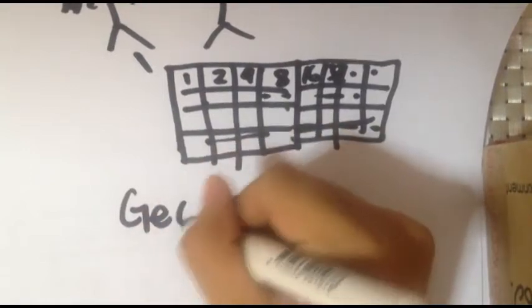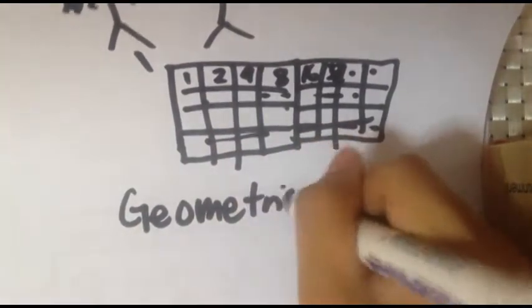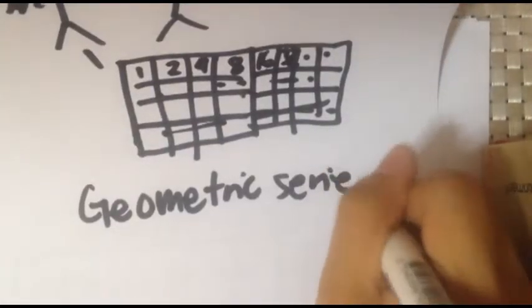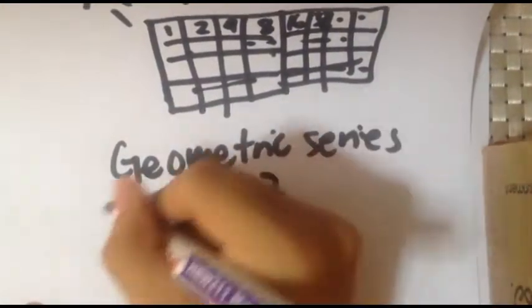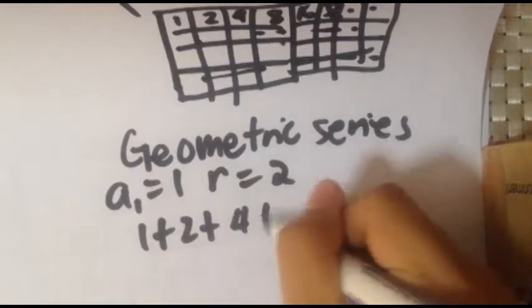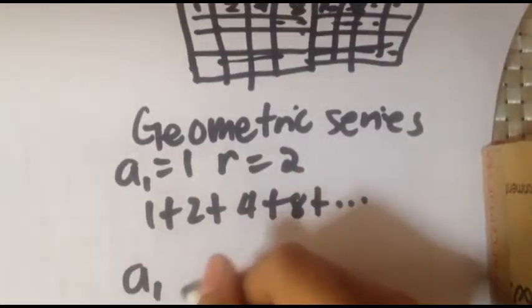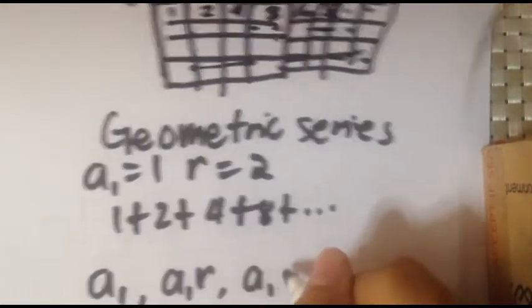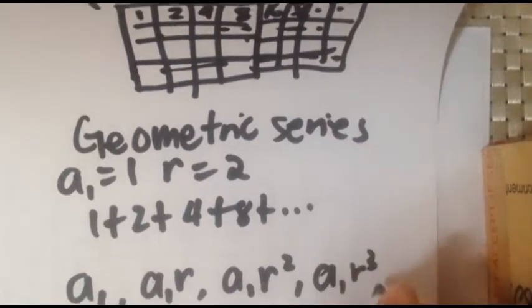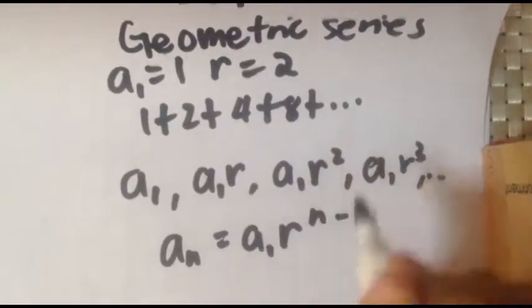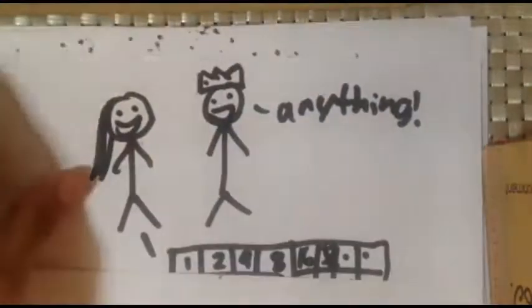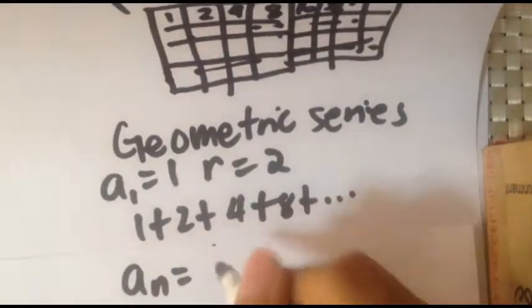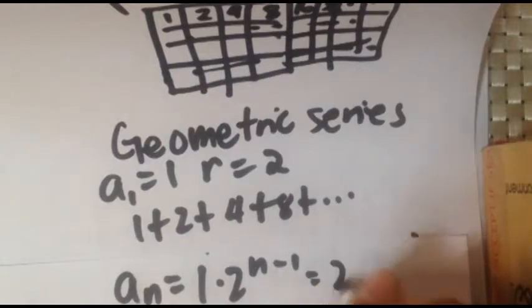A geometric series is just like an arithmetic series, except instead of having a common difference, there is a constant ratio, r. In this woman's case, the first term would be 1 and the common ratio would be 2. Since each term is r times the previous one, a geometric series is a sub 1, a sub 1 times r, a sub 1 times r squared, and so on. The nth term is a sub 1 times r raised to n minus 1. So, for example, the nth term in the woman's case would be a sub n equals 1 times 2 raised to n minus 1, or a sub n equals 2 raised to n minus 1.